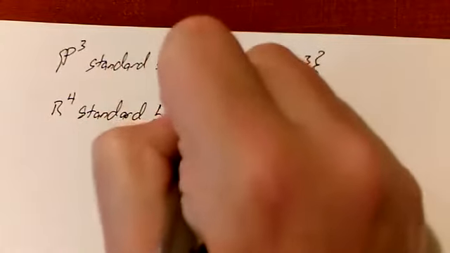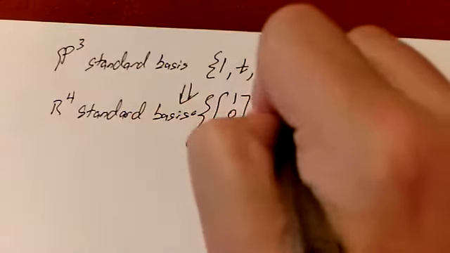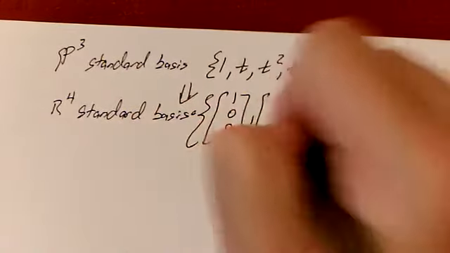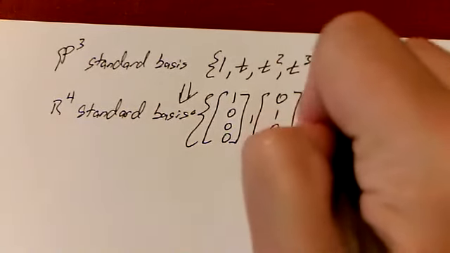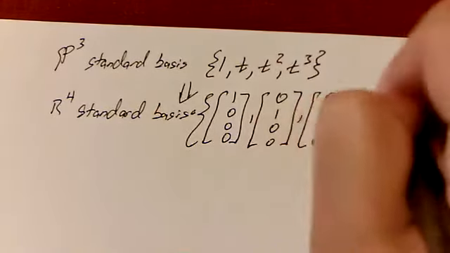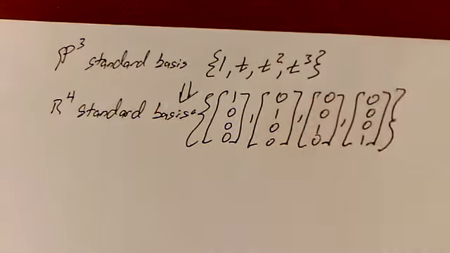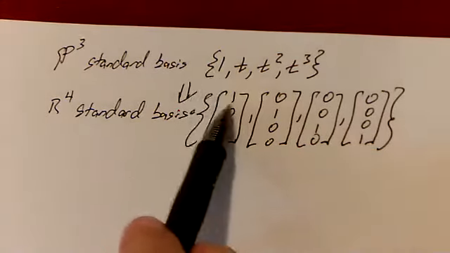And that standard basis looks like the identity vectors. So 1, 0, 0, 0. Our second one would be 0, 1, 0, 0. Our third one would be 0, 0, 1, 0. And our fourth one would be 0, 0, 0, 1. Now, the way I've written these right now, I'm going to place them in correspondence.